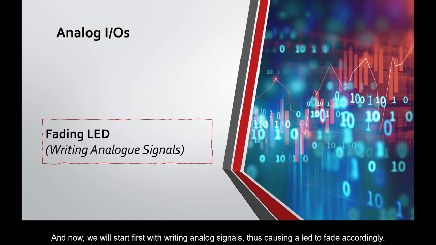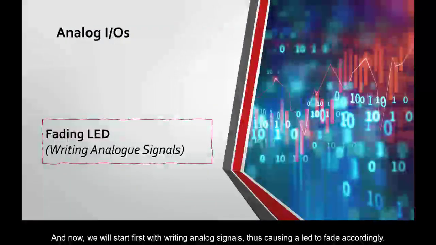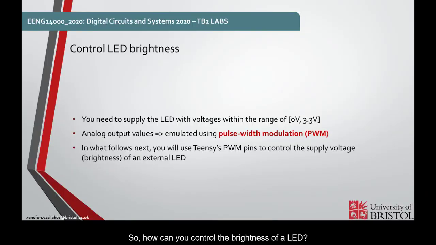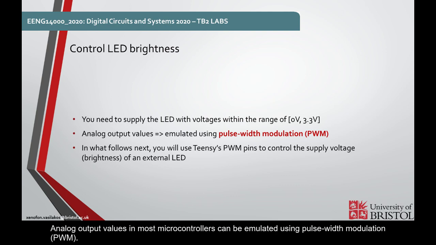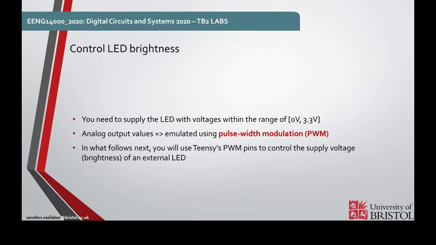And now we will start first with writing analog signals, thus causing a LED to fade accordingly. How can you control the brightness of a LED? To do so, you need to supply the LED with voltages within the range of 0 to 3.3 volts. Analog output values in most microcontrollers can be emulated using pulse width modulation, PWM.